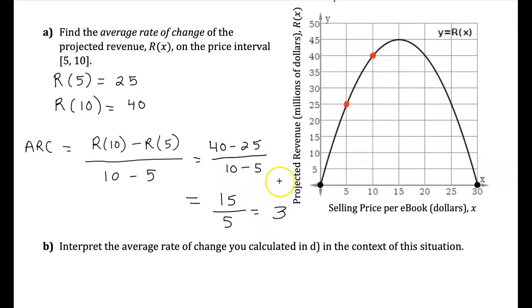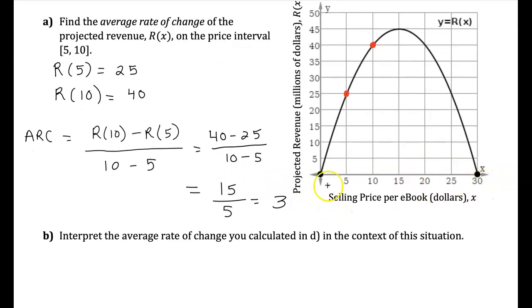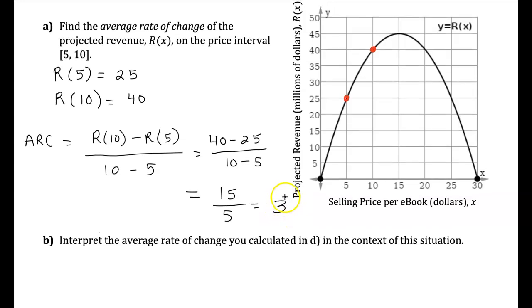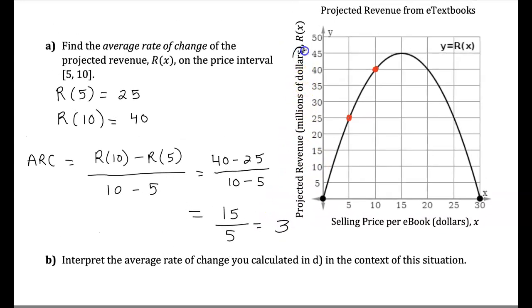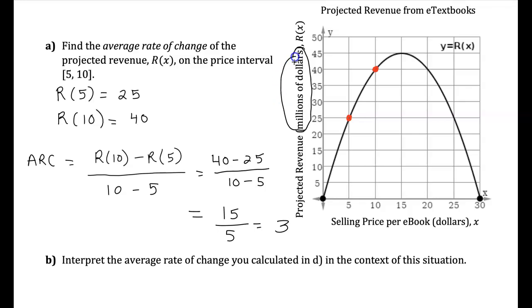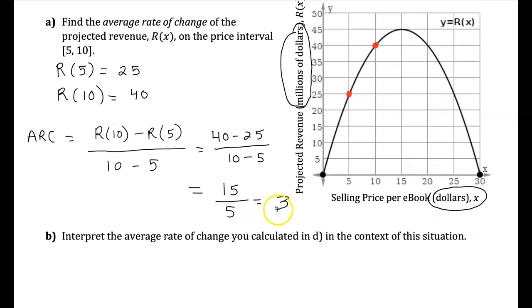But what are the units on this thing? Well, we know it's revenue in millions of dollars, right? It's revenue over the price in dollars, right? So it would be $3 million. It's 3 over 1, right? So it's $3 million in revenue for every dollar that the price increases, right?